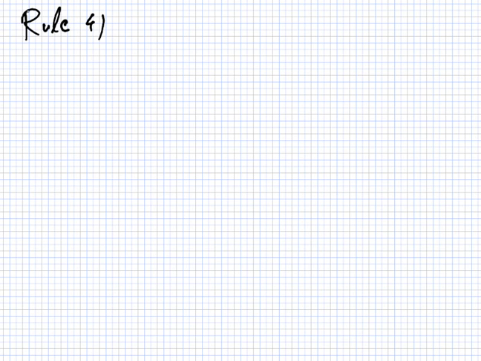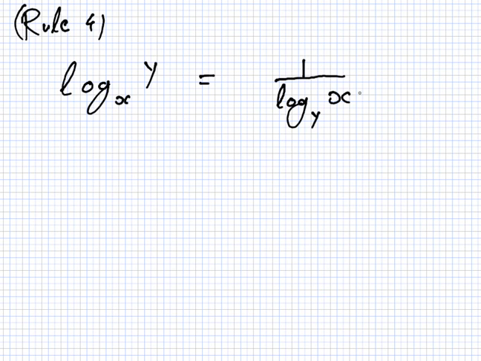Rule 4. Rule 4 is useful when you need to swap the base and the argument. If you swap the base and the argument, it gets flipped upside down like this. So if you swap a base and an argument, you flip the log upside down.